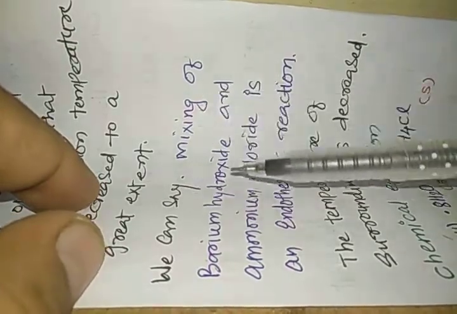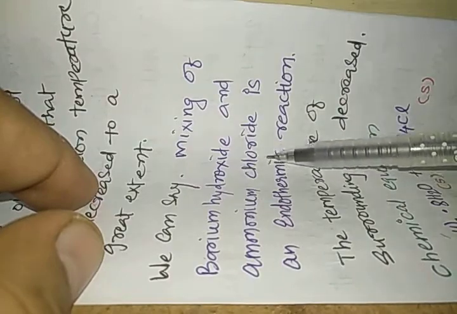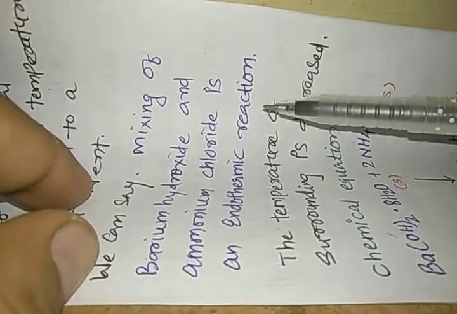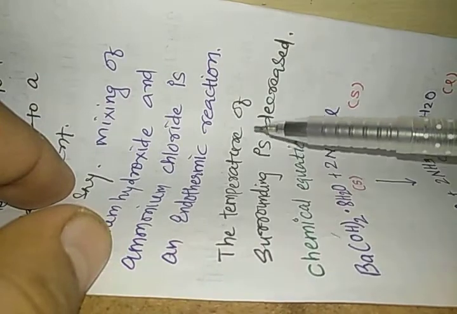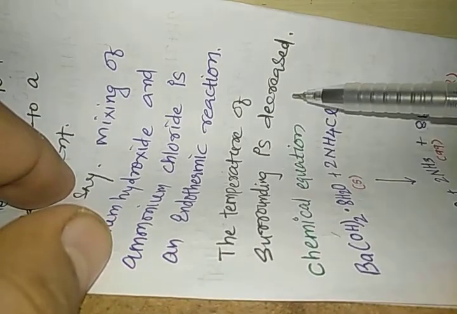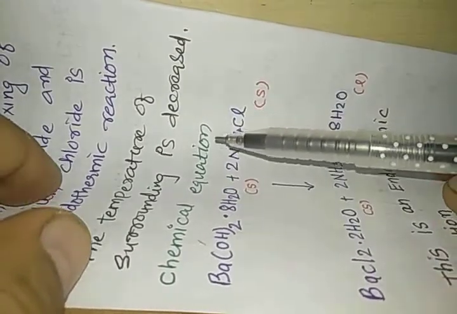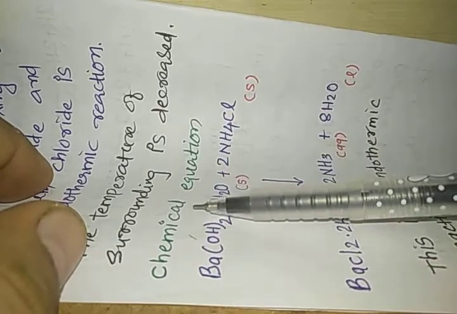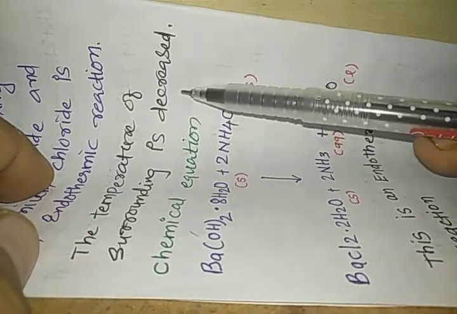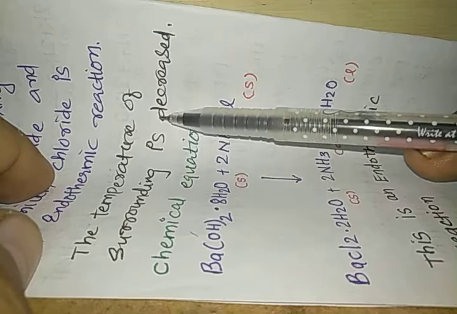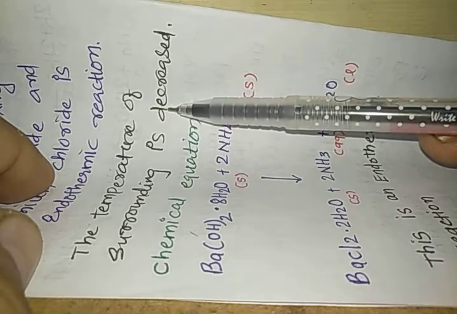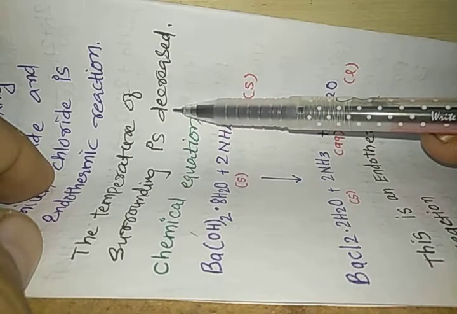We can say mixing of barium hydroxide and ammonium chloride is an endothermic reaction. The temperature of surrounding is decreased. From the reaction, as the temperature is decreased, we can say that it is an endothermic reaction.